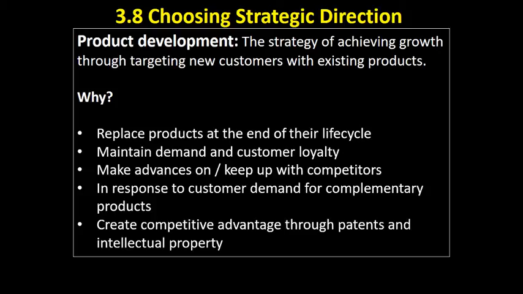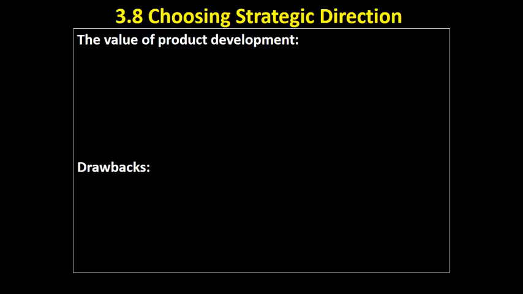Finally, new product development can be a source of developing competitive advantage through the process of patenting and intellectual property. Basically, a patent is a legal protection over a business idea that prevents people from copying your idea. And this can help to ensure that your company can earn profits through its product development, as no one else can copy your ideas.